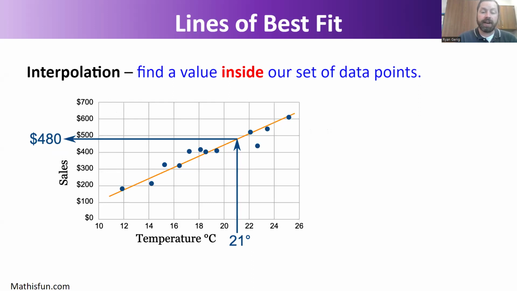So interpolation is finding a value inside our set of data points. You can see these data points here. The lowest value is about 12 degrees Celsius, and the highest value is about 25 degrees Celsius. If I say, what do you predict the sales at 21 degrees Celsius, you can go up on the 21 degrees here on the x-axis and go up to the line, and you can make an interpolation that it's about $480 for sales at that temperature.